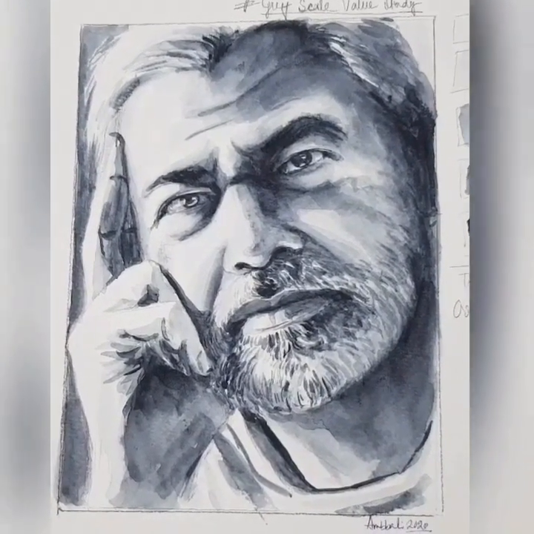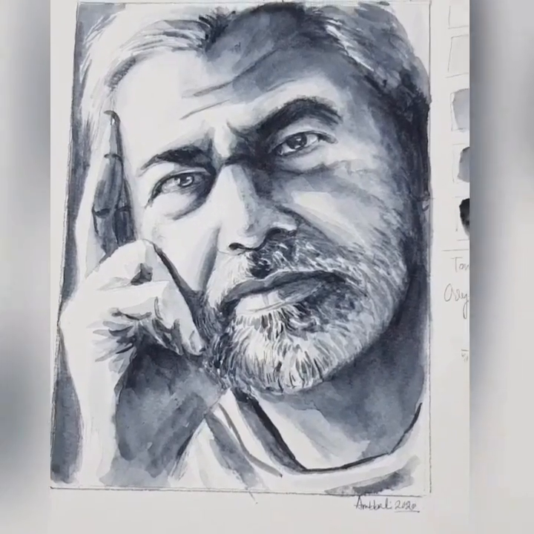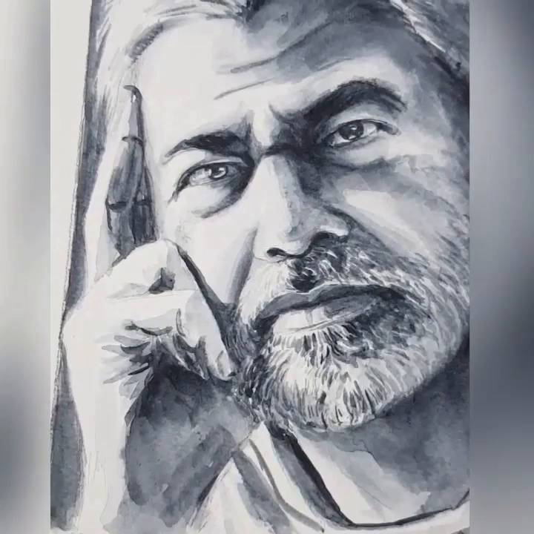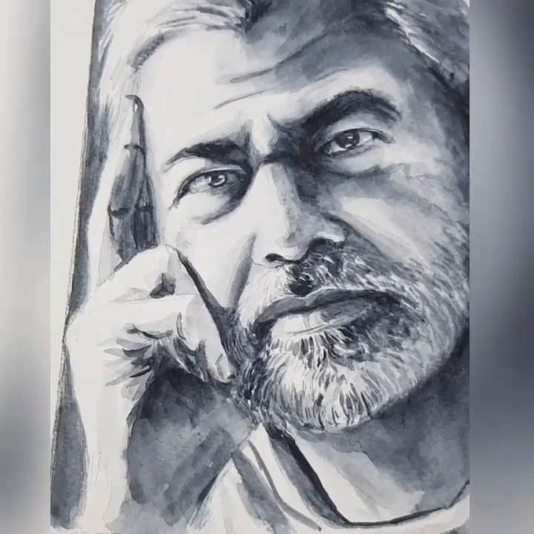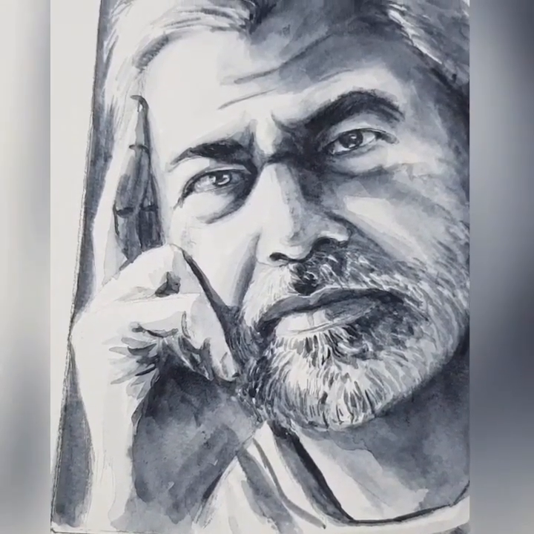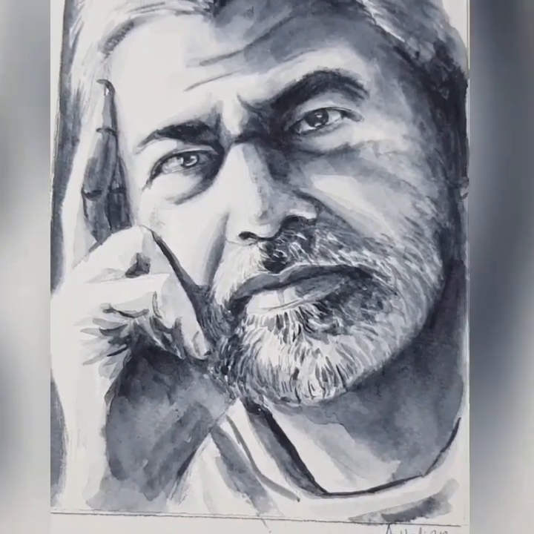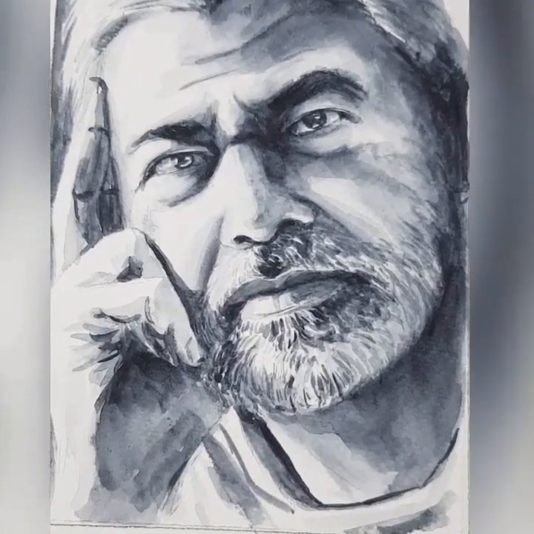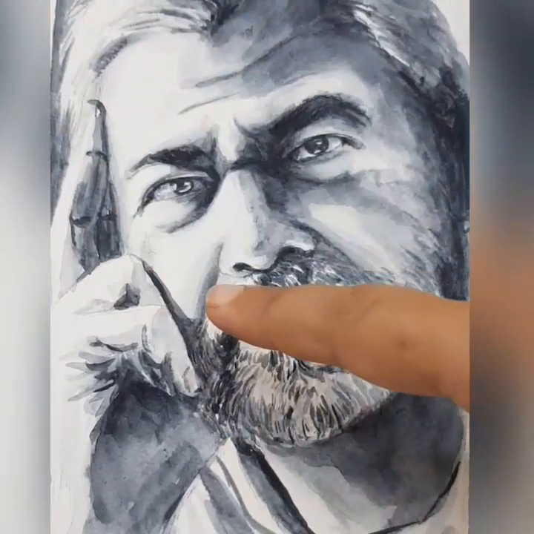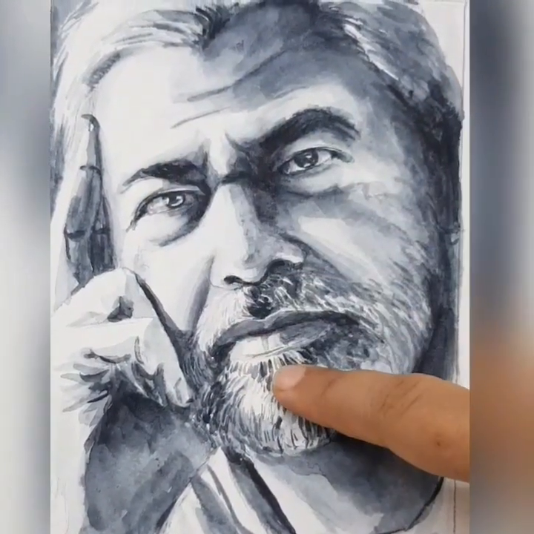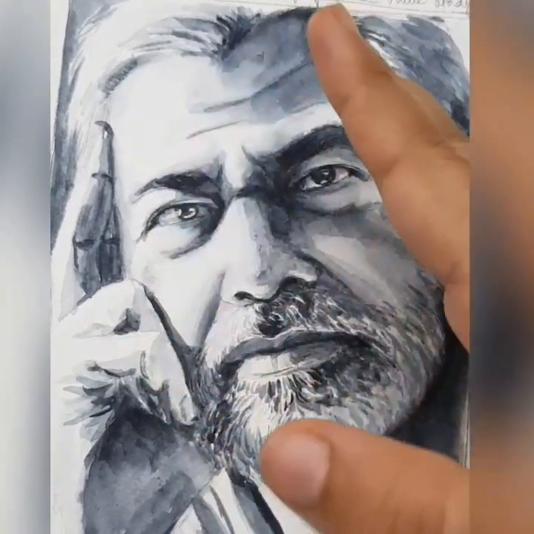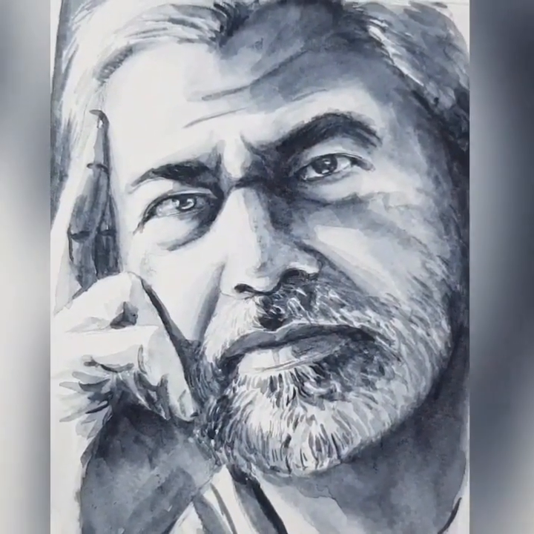Tonal study or value study is nothing but the study of light and darkness of your subject. The value of the subject is determined by the strength of the direct light falling on it. In my painting, we can see there is a direct, strong light falling on the face of the person from the left side, and how gradually the tone changes from lightest light to dark.